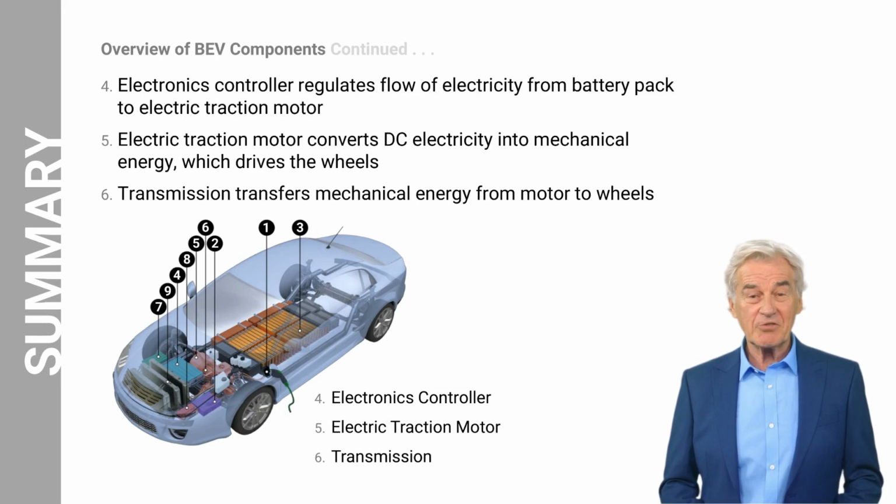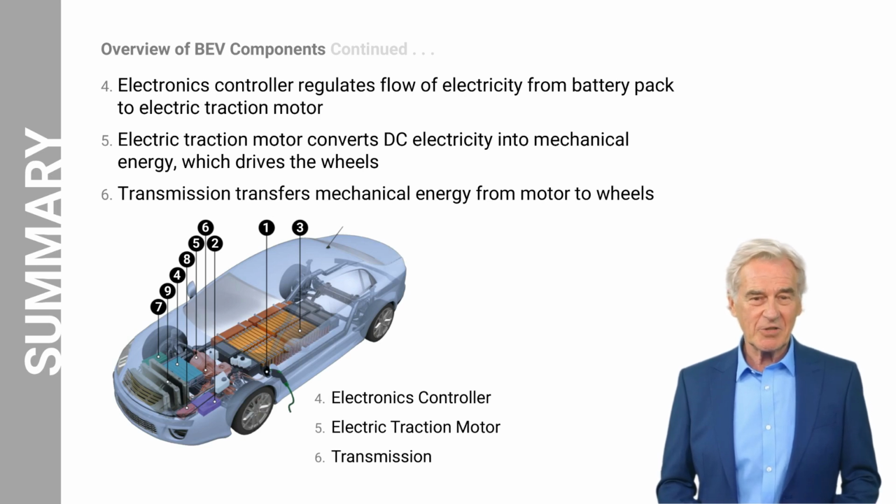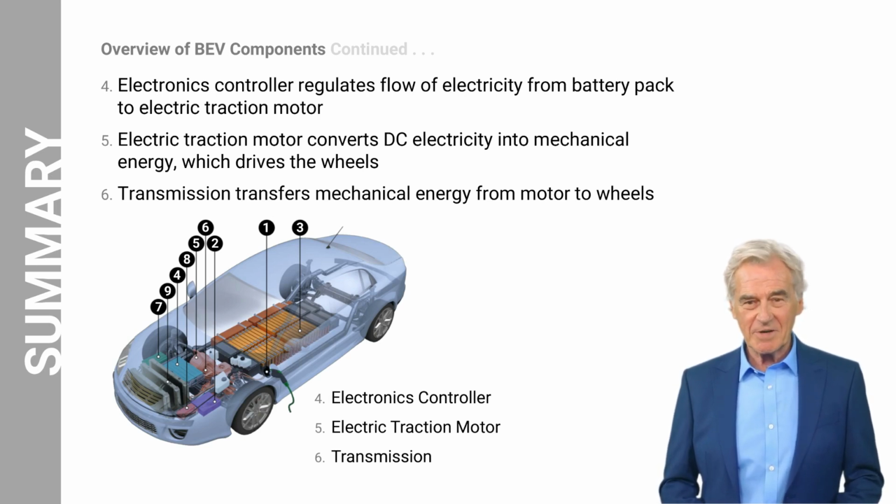The electronics controller manages the flow and distribution of electrical power within the vehicle, ensuring efficient operation of the electric motor and other components. The electric traction motor is the heart of the BEV, utilizing power from the high-voltage battery pack to drive the vehicle's wheels, providing the necessary propulsion. The transmission transfers power from the electric traction motor to the wheels, enabling efficient transfer of torque for the vehicle's movement.